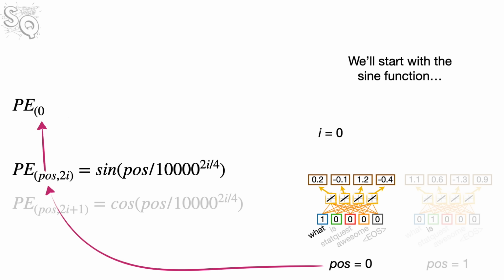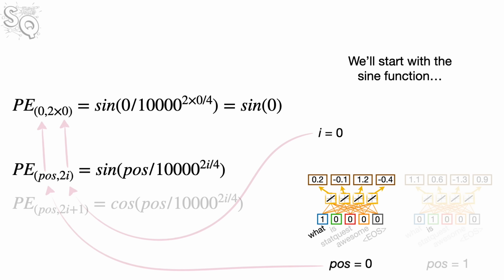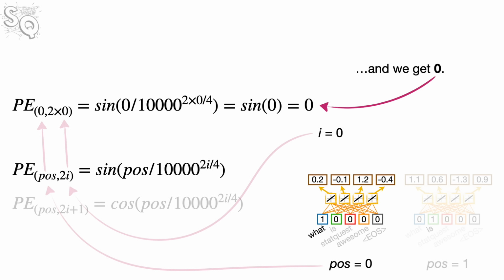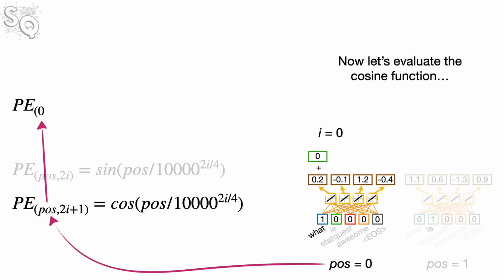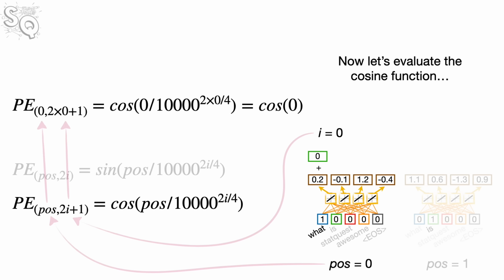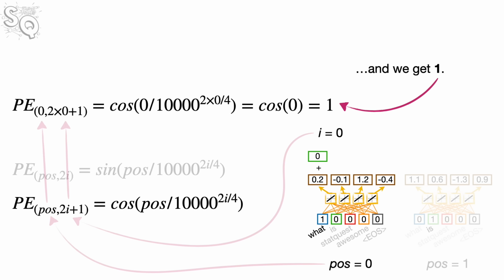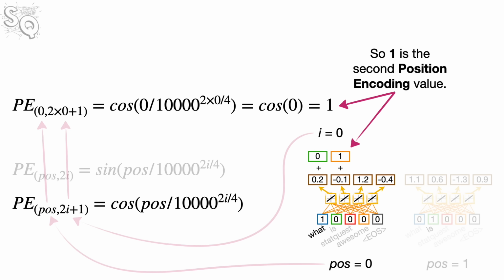We'll start with the sine function. And we get 0. So 0 is the first position encoding value. Now let's evaluate the cosine function. And we get 1. So 1 is the second position encoding value.